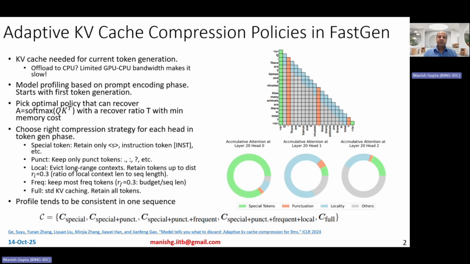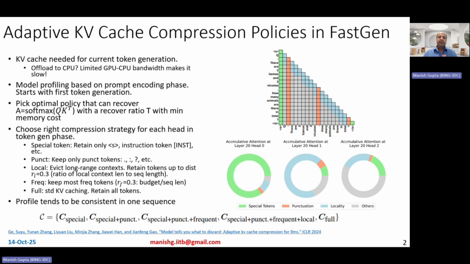Okay, so the idea is that for a given particular sequence, you do the model profiling based on the prompt encoding phase. When you are encoding the prompt, after you've just finished the prompt encoding and you're just starting with the first token generation, maybe for the first token generation, you don't optimize anything. But as soon as the first one or two tokens are generated, you would have finished profiling. What does profiling mean? Profiling means figuring out for every head in every layer what kind of head it is. Is it a special token kind of head? Is it a punctuation kind of head? Is it a local context focusing head, and so on?